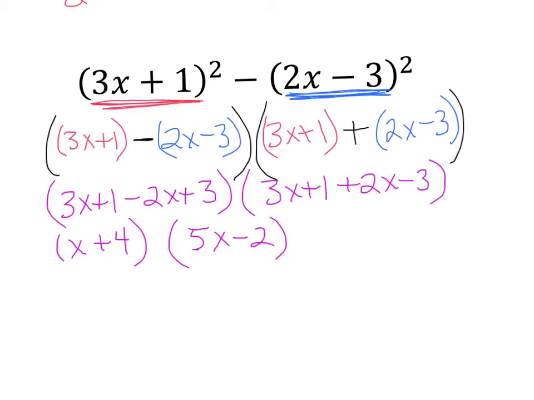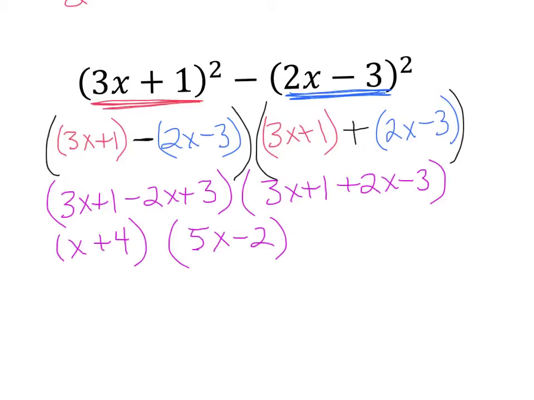Okay, so I color-coded it for you so you could follow along a little better. You've got your 3x plus 1 in red here, and you've got your 2x minus 3 here, and notice you've got a minus in between that bracket, and then your 3x plus 1 and your 2x minus 3 and your plus. So this is a beautiful difference of squares question. It's just disguised because we're not used to seeing a polynomial inside those two places.